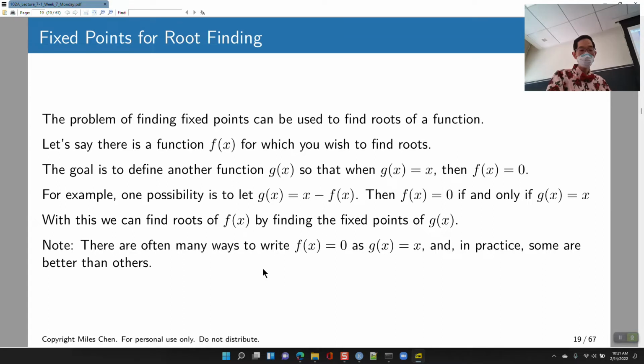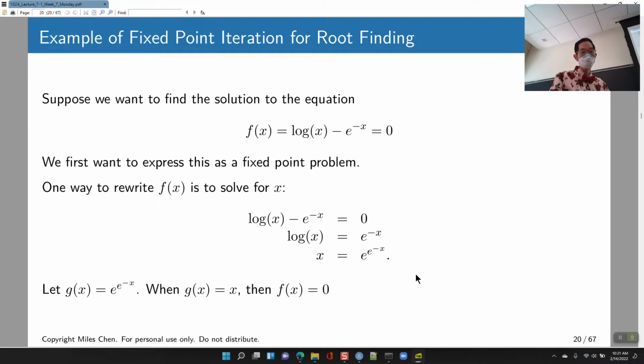Okay? Lots of ways to write f of x equal to 0 as g of x equals x, and some are going to work better than others. Okay, so let's say we want to find the root of this function, log of x minus e to the negative x. And we want to find the root of this. We want to find where this function is equal to 0.